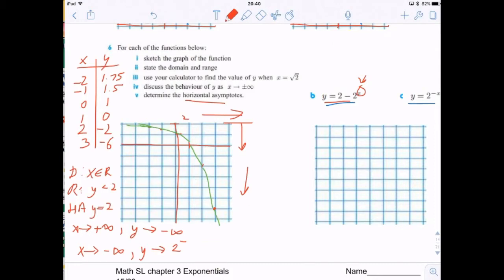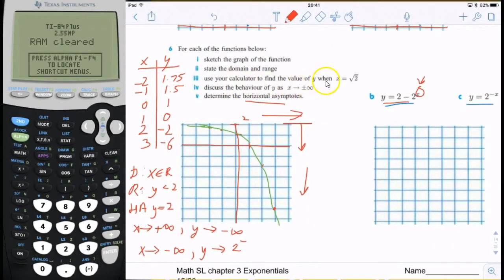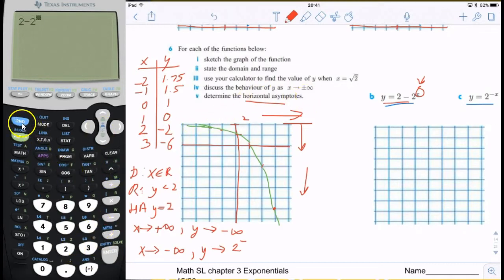Okay, so now let's bring in the calculator. Now I'm going to go back and use my calculator to find the value of y when x equals square root of 2. So I'm going to put in the function, which is 2 minus 2 to the x. And instead of x, I'm going to put in square root of 2. So the value is negative 0.665. I'll say here, 2 minus 2 to the square root of 2 is equal to negative 0.665. I'm not sure why they asked us that. It's very off the wall.